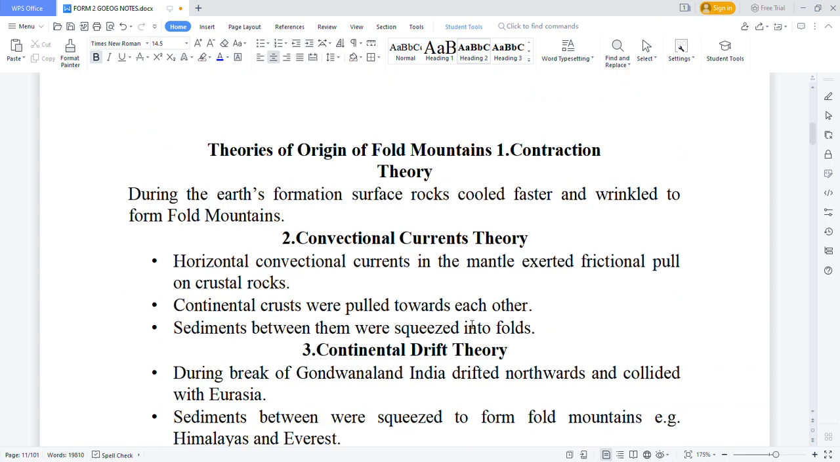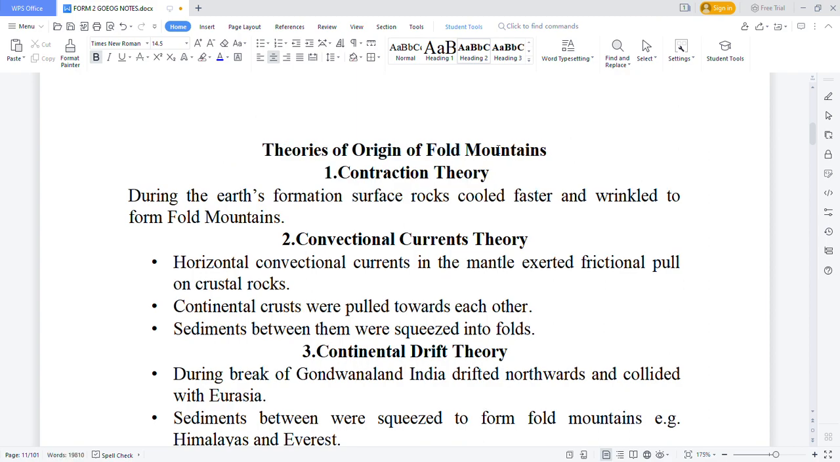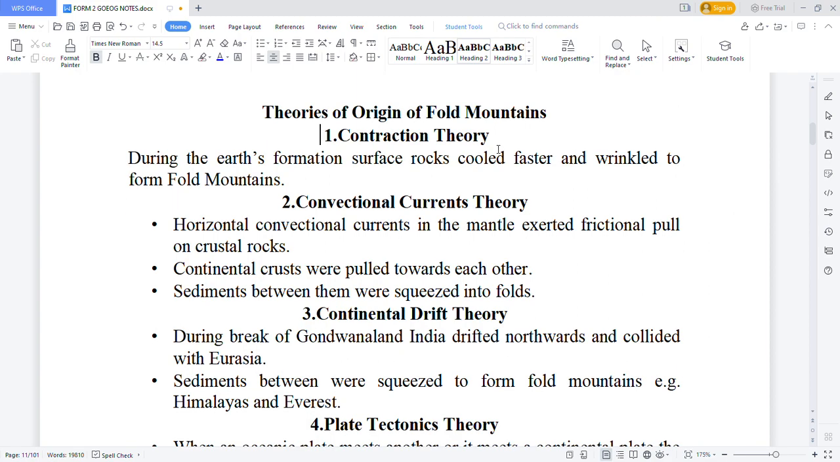Theories of origin of fold mountains. What are the theories of the origin of fold mountains? Number 1, we are going to talk about contraction theory. These are theories that explain the formation of fold mountains. Number 1, we have contraction theory. During the Earth's formation, surface rocks cooled faster and recooled to form a fold mountain. That is what that theory says.